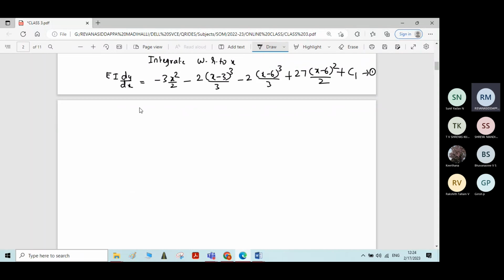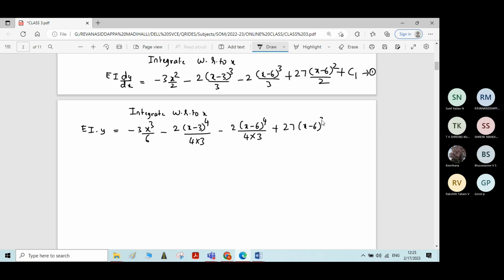To get the deflection, again integrate with respect to x. It will be EI into y is equal to minus 3x cube by 6 minus 2 into (x minus 3) to the power of 4 divided by 4 into 3, correct? Then minus 2 into (x minus 6) to the power of 4 divided by 4 into 3 plus 27 into (x minus 6) whole cube by 6 plus C1x plus C2.